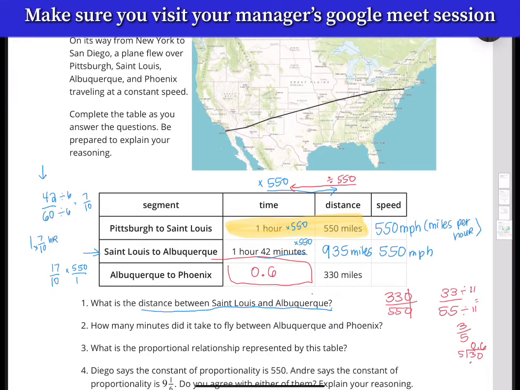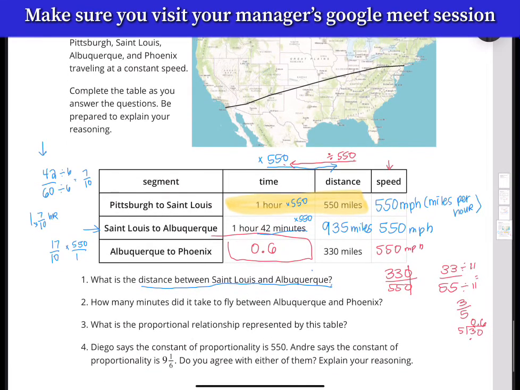Now, the speed is still going to be 550 miles per hour. How do I know? It's because I use the constant of proportionality. It is the constant of proportionality, which indicates that in this row. So now I completed the table. So now I could dive in and answer these questions.